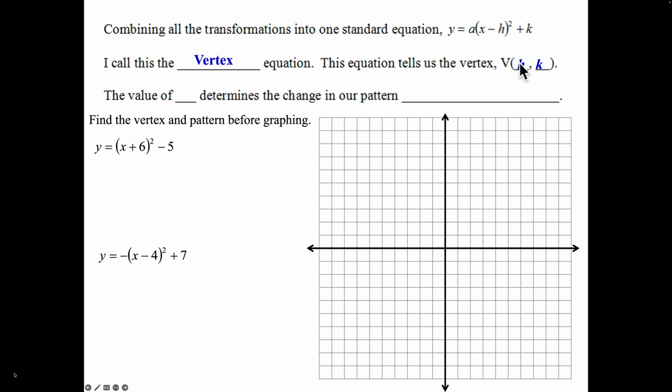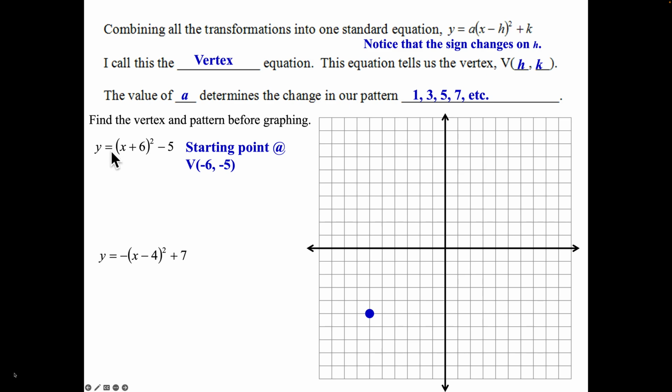All right, just again, quick reminder. Opposite of this sign, plus, minus to a plus. Outside, face value. And then your a being multiplied to the parentheses determines how you change your 1, 3, 5, 7, 9 pattern. So if I was asked to find the vertex and pattern before graphing, find the x, change the sign, -6, -5. That's my vertex. Again, remember, always sign change from inside the parentheses to the actual point. All right, plot that point. Okay, 1, 2, 3, 4, 5, 6. 1, 2, 3, 4, 5. There's my point. Now my pattern, there's a 1 in front here, so that's just going to be 1, 3, 5, 7. That 1's not going to change my pattern.